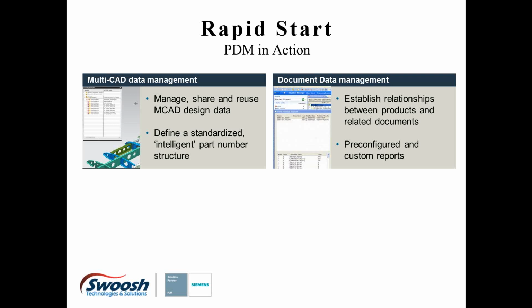So the main things we'll start off with and look at are the Multi-CAD Data Management that's available to you in Rapid Start, and the Document Data Management. We'll focus on these two first because these are the main pain points. These are the main problem areas. Once you get your CAD data under control, and the document data, which refers back to the actual product, so by definition, both of them should be together.